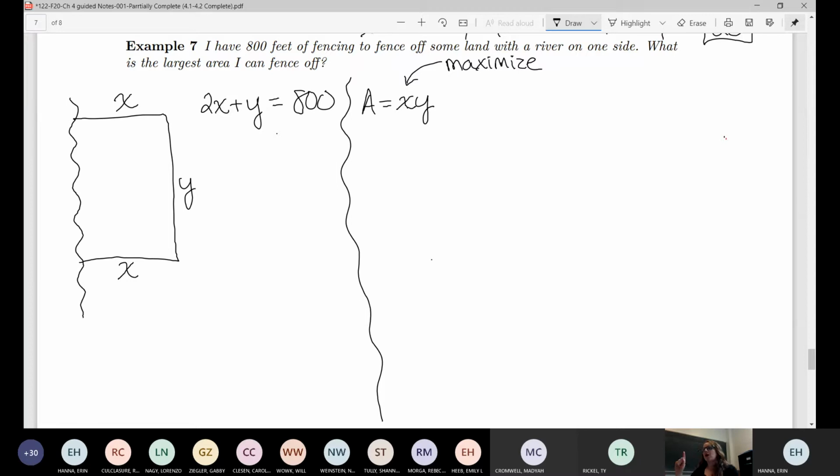So I want to solve this 2x plus y equals 800 for either x or y. I would personally solve for y because it's just going to be one step instead of two. But I mean, whatever floats your boat. I don't want to have to divide by that 2, so I'm just going to solve for y. So subtract 2x from both sides.